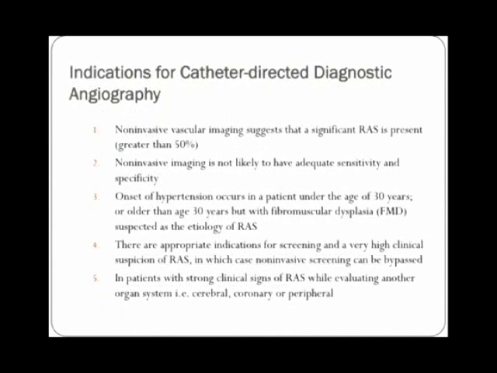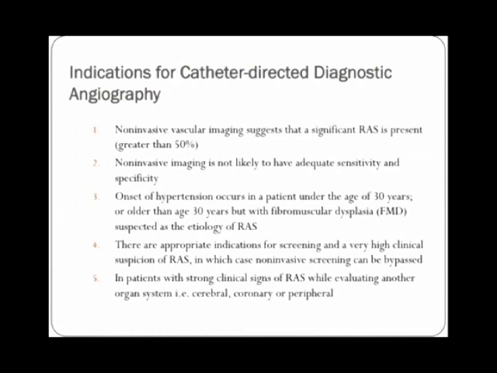Indications then for catheter-directed diagnostic angiography. Who should get it? So we've already passed this. We're very suspicious that they've got a significant stenosis. So the non-invasive vascular imaging, including the ultrasound, suggests that a significant renal artery stenosis is present, meaning that it's greater than 50%. Non-invasive imaging is not likely to have an adequate sensitivity or specificity.